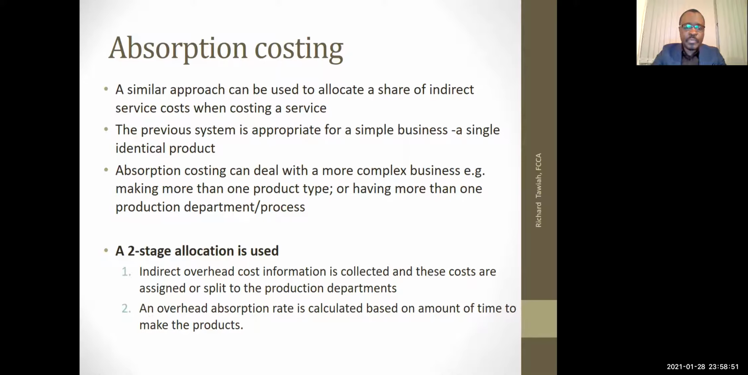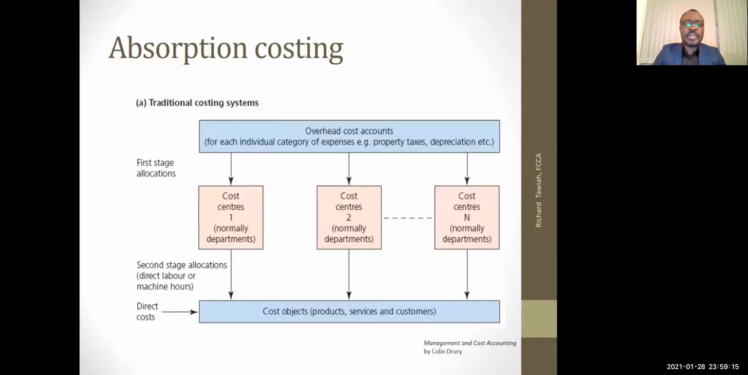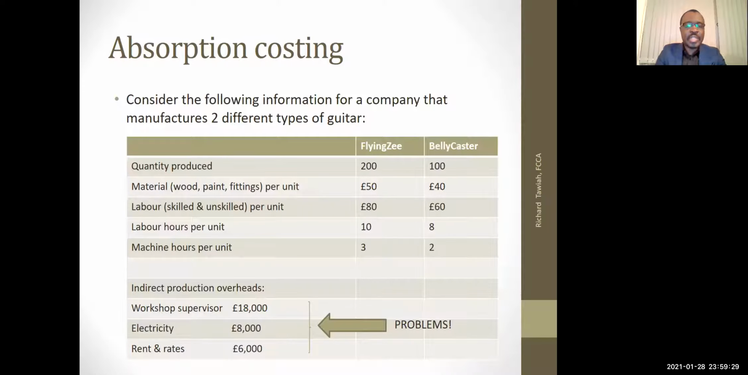A two-stage approach is used. First, all the indirect cost information is collected, and these are then split or assigned to the production departments, the various departments that contribute to the production of the product. Then we determine an appropriate absorption rate, which we'll calculate based on the amount of time we use to make the product. In a typical traditional costing system, we have the first stage. We know the overall overhead cost and assign it to the various cost centers, after which we can move on and look at how to deal with the next stage.